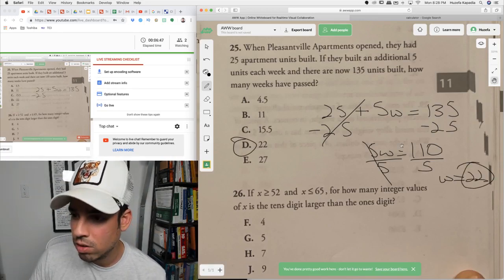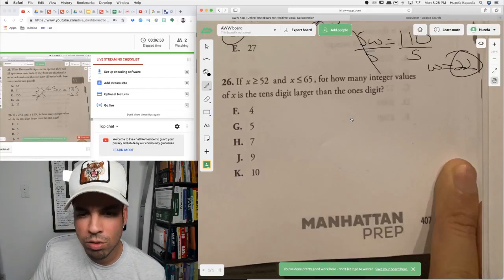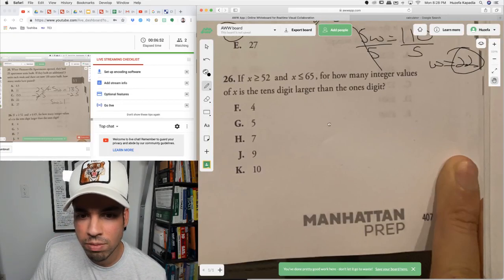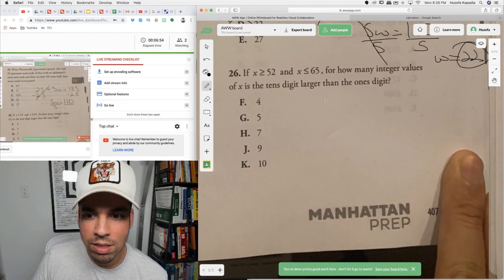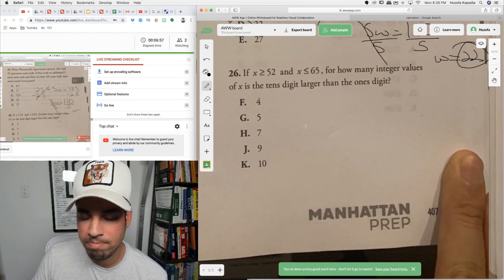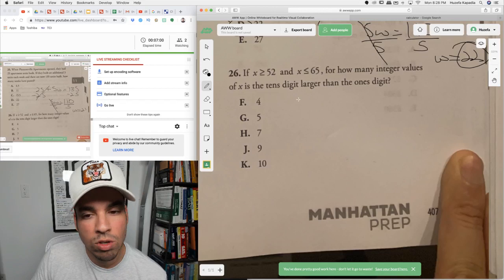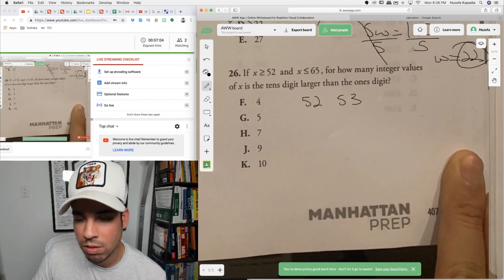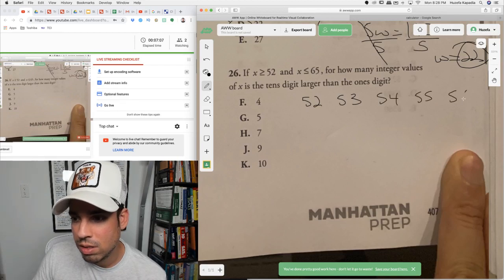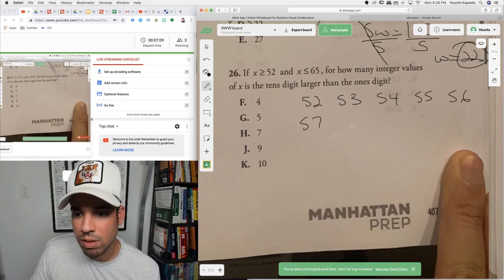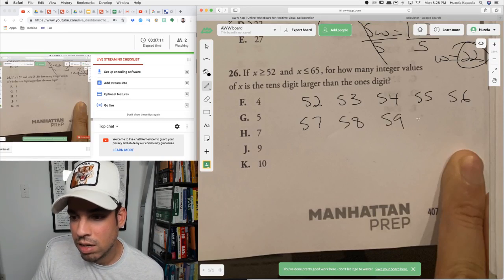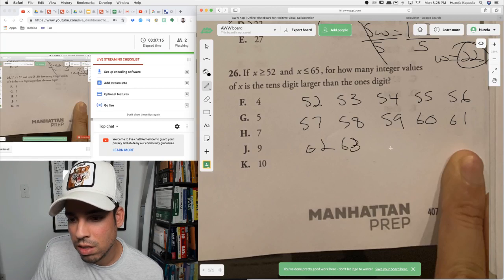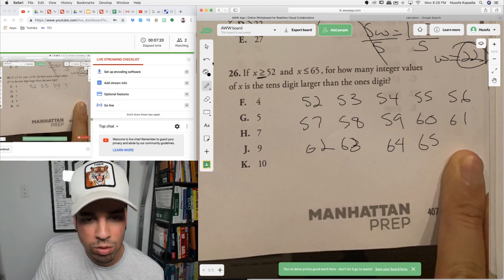Boom. Done. Next, if x is greater than or equal to 52 and less than or equal to 65, for how many integer values of x is the tens digit larger than the ones digit? All right, let's write them out. I mean, you can probably figure this out faster, but let's just write it out. 52, 53, 54, 55, 56, 57, 58, 59, 60, 61, 62, 63, 64, and 65. We have to include 65 and 52 because of the less than or equal to, right?